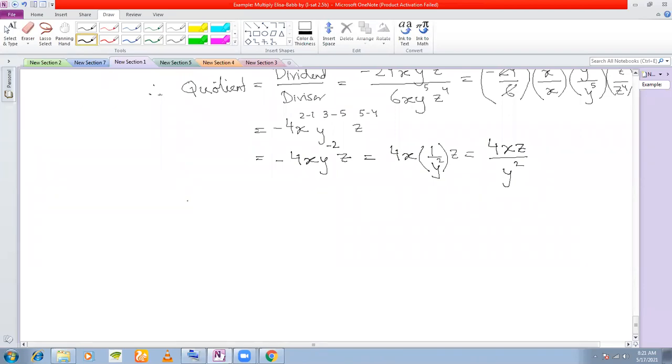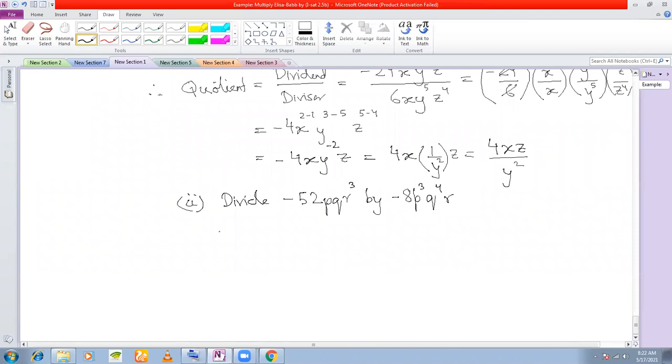Okay, let us take another example. Question is divide minus 52 pqrq by minus 8 pq q to the power of 4 r. Okay.